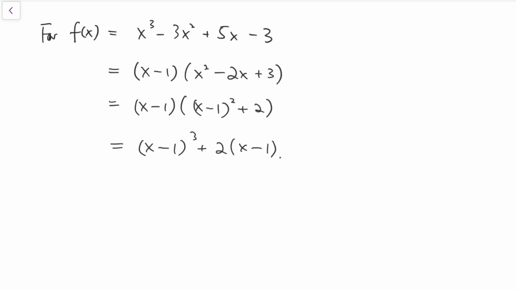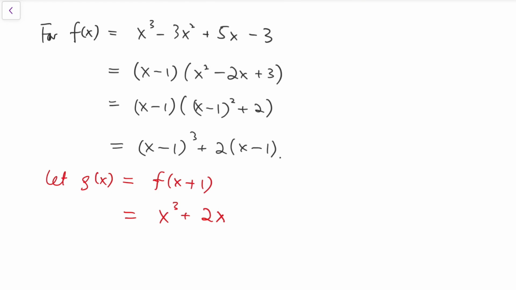Hence, I can consider a new function, which I'll call g of x, and that is f of x plus 1. It's just replacing every term inside f of x, replacing x by x plus 1. And so for each x minus 1, I'll get x instead. So x cubed plus 2x will be the simplified form for f of x plus 1.